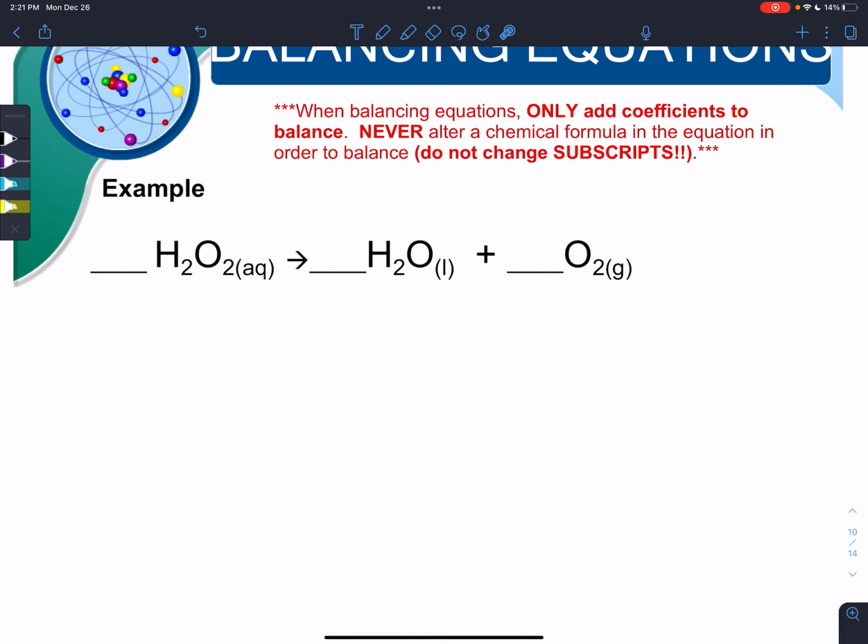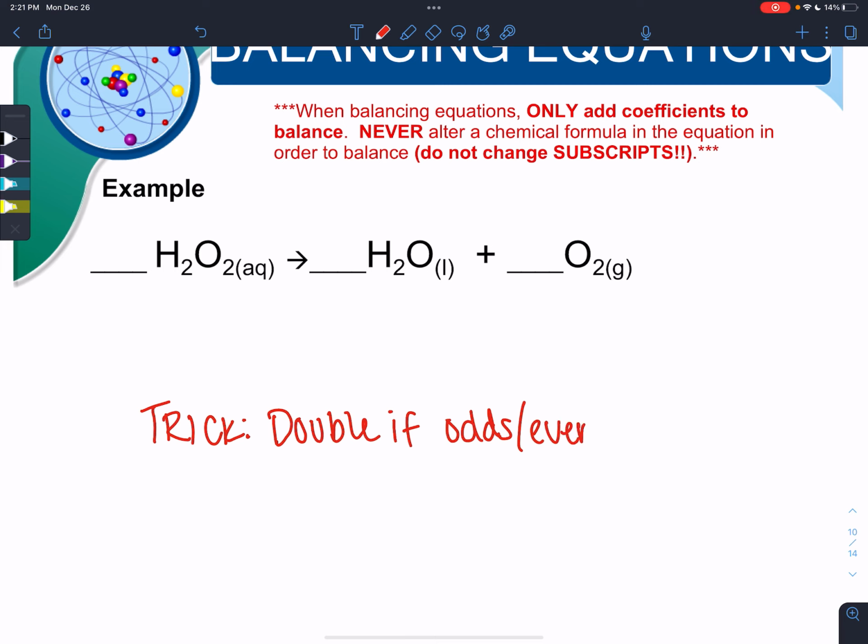And it's really hard to get 3 in 2 separate spots to match up with an even number 2 over here on the left. So my trick for this one, and this is a trick you can apply whenever you need it. The trick for this one is double if you have an odds-evens issue. So for example, here, I've got 1 here. I'm going to put a 2 in front of that. So I'm going to say double the H2O here.